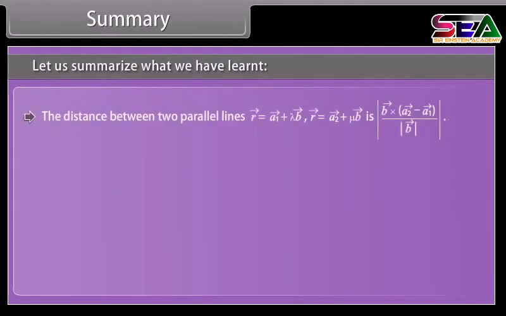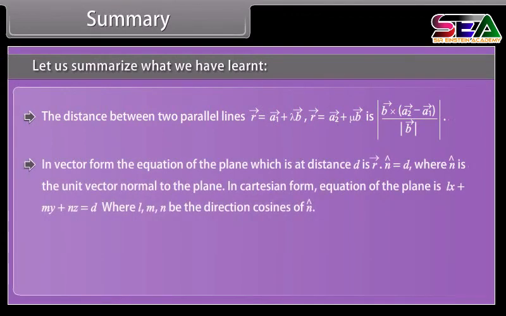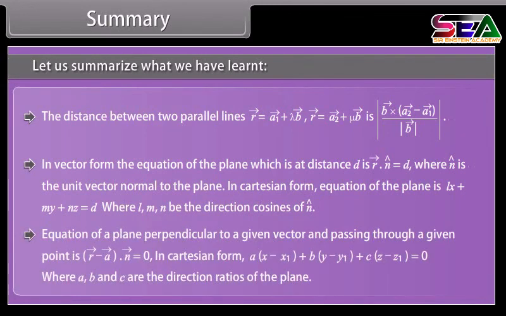The distance between two parallel lines is. In vector form, the equation of the plane which is at distance d is, where cap n is the unit vector normal to the plane. In Cartesian form, the equation of the plane is, where l, m, n are the direction cosines of cap n. Equation of a plane perpendicular to a given vector and passing through a given point is, in Cartesian form, where a, b, and c are the direction ratios of the plane.